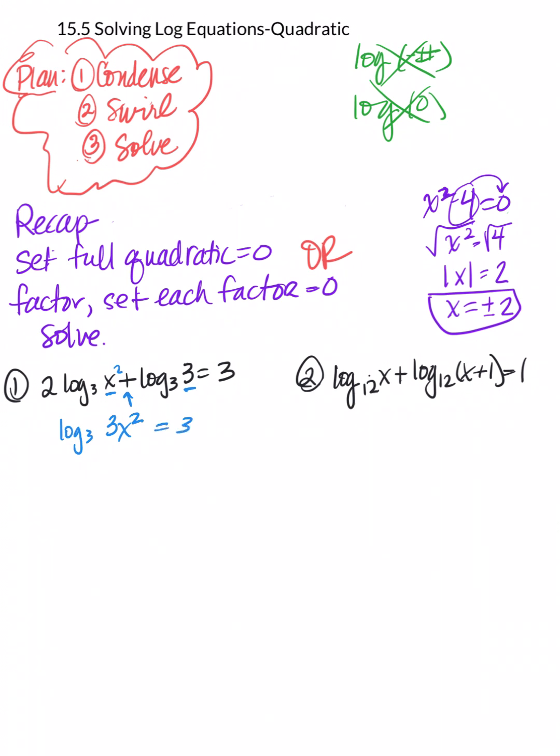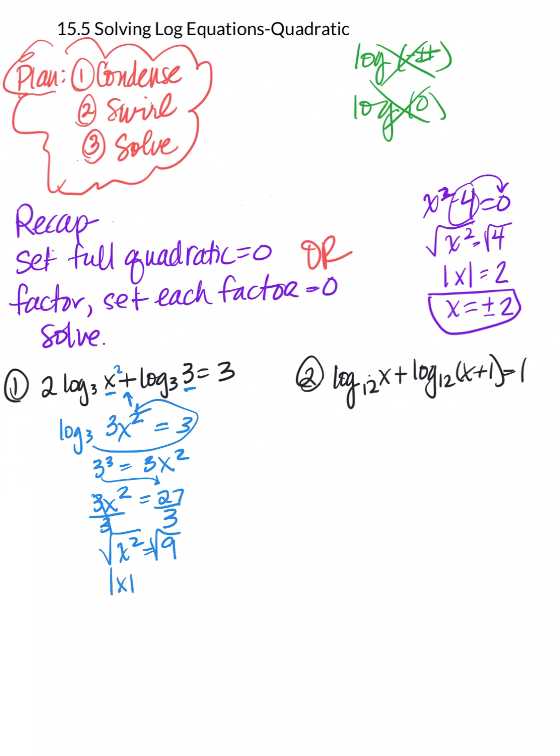Equals 3. Now we're at the point we can swirl. So let's swirl this out. So we'll have 3 to the third equals 3x squared. So 3 to the third, remember, is 3 times 3 times 3, which is 27. So I'm just going to scooch it over here and put my x on the left. Then I divide by 3. So x squared equals 9. Now this is one of those, I wouldn't do the whole factoring thing. I would just take the square root of both sides.